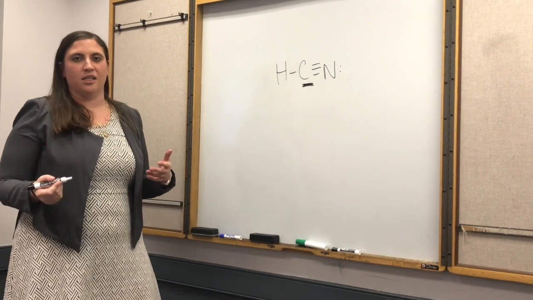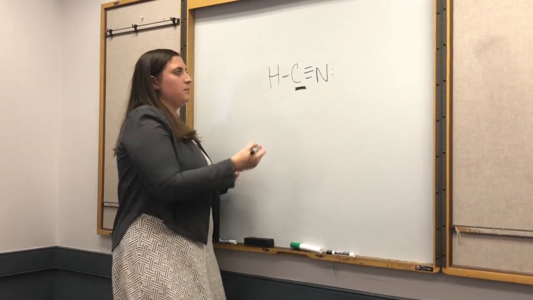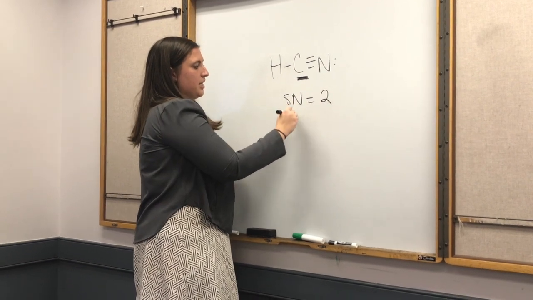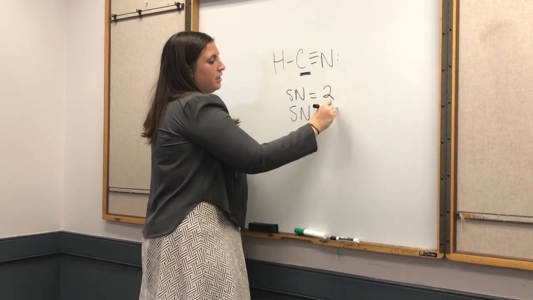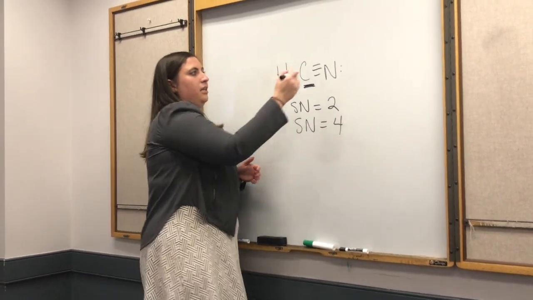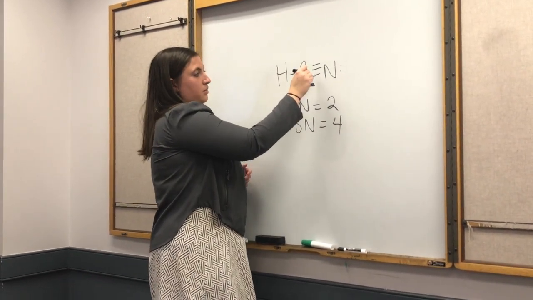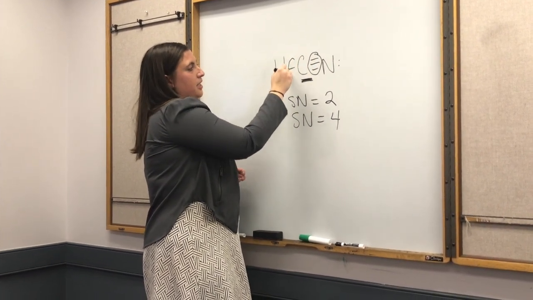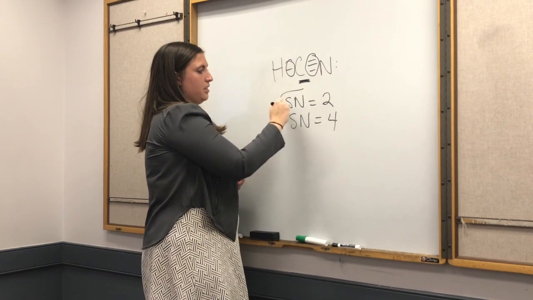So what is the steric number around the central atom? Do we want to say that the steric number equals 2, or do we want to say that the steric number equals 4 in this case? Oftentimes people count the triple bond as 1, 2, 3 instead of counting it as a triple bond. So in reality, the steric number is 2 for this example.